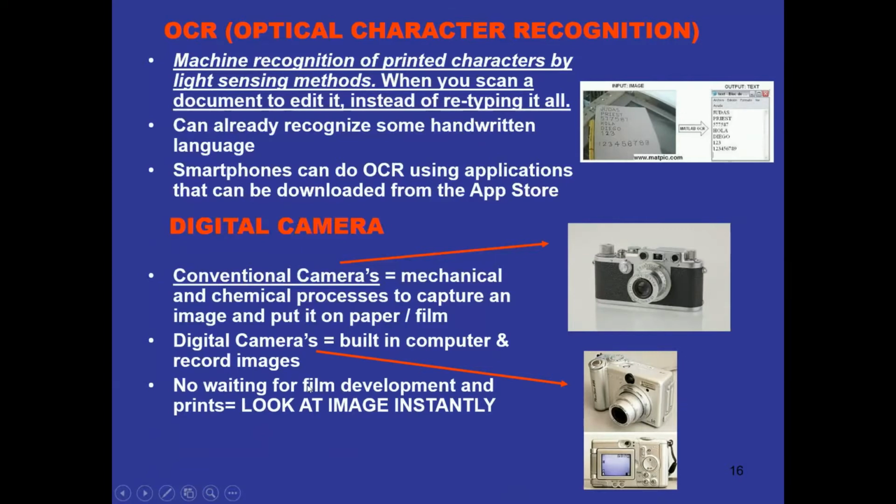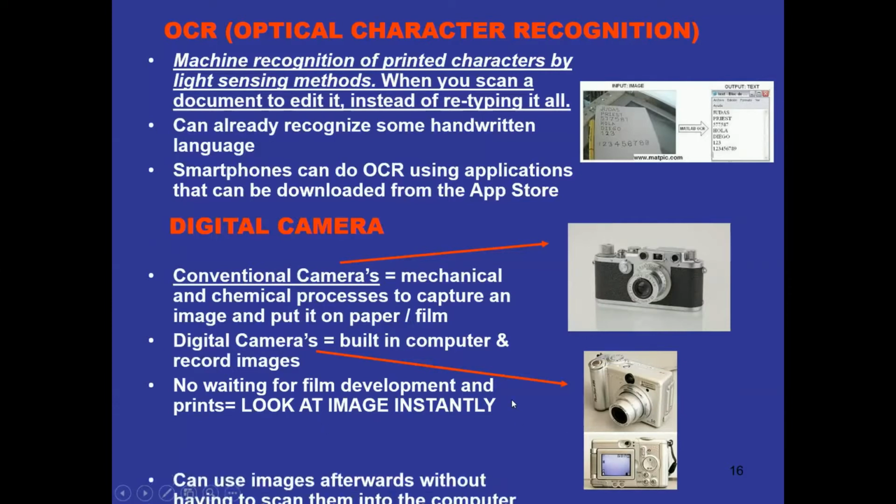There is no waiting for film development and prints. When you use a conventional camera, you have to give your film in at a photoshop and they develop the film for you. You have to wait and then you go fetch it afterwards. Or at a machine, you put the film in there and then it prints the photos for you. That's not the case with a digital camera.